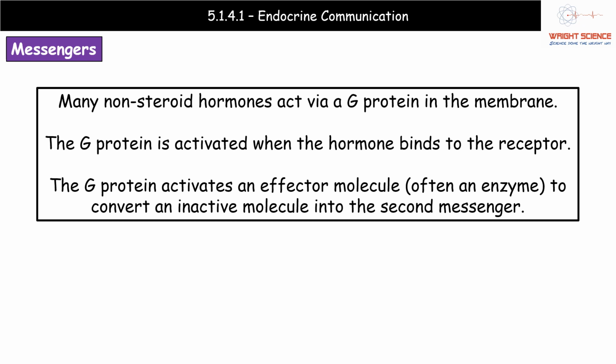Quite often, these non-steroid hormones act via a G protein in the membrane. So when we've got that hormone binding to the receptor on the plasma membrane, the G protein becomes activated, and then in turn it will activate that effector molecule, quite frequently an enzyme, and that then converts an inactive molecule that's present in the cell into that second messenger, which then has the effect.